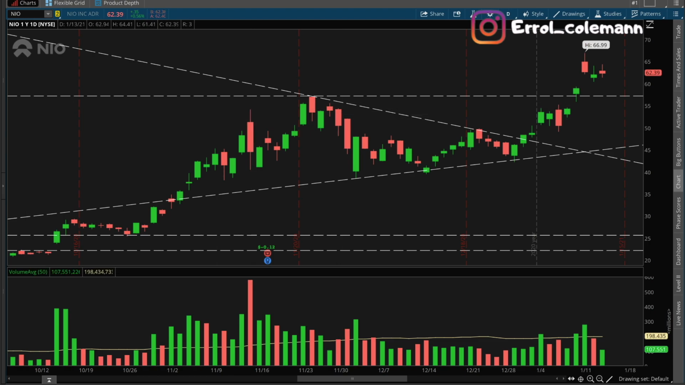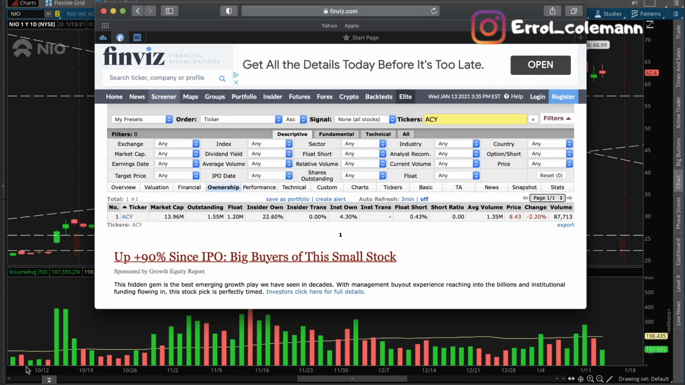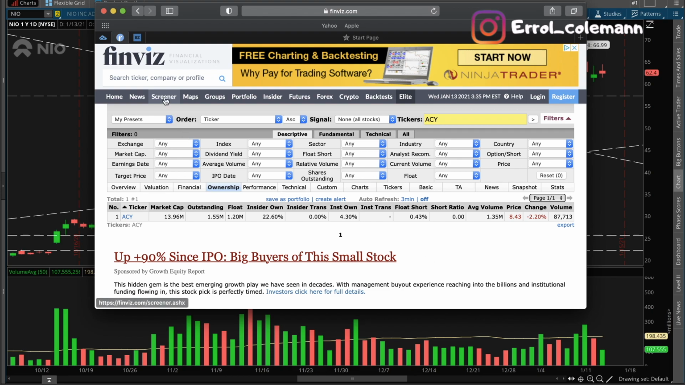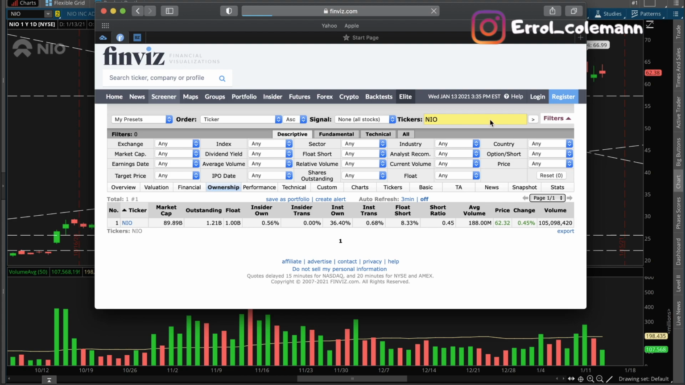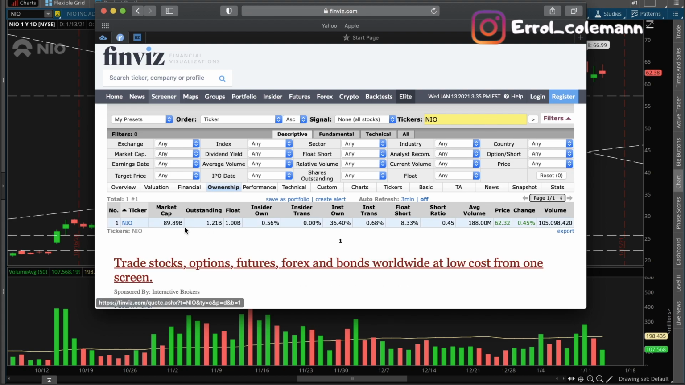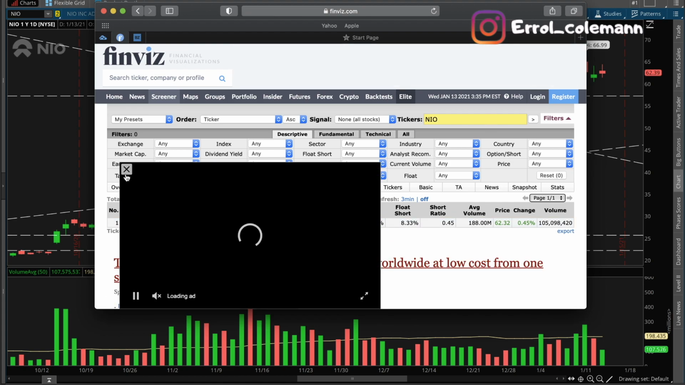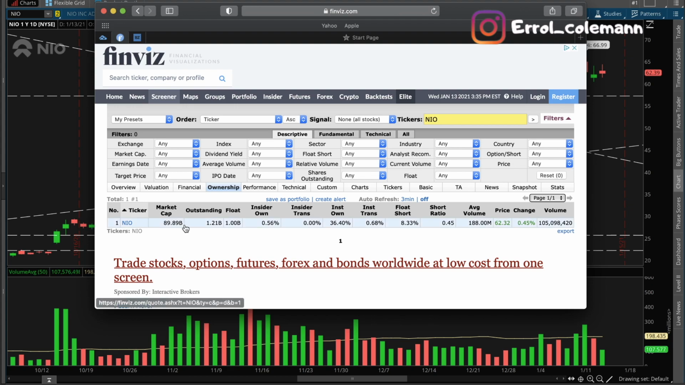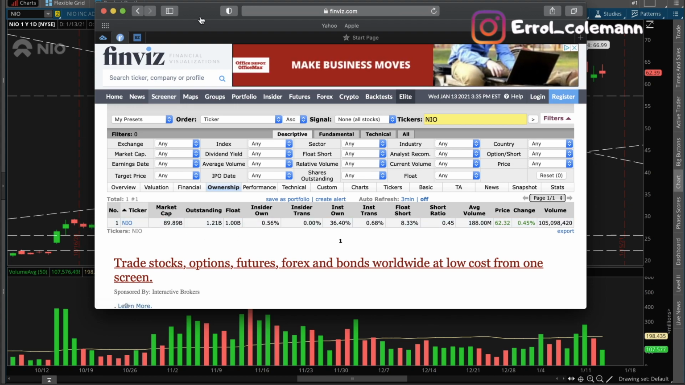And let's just pull the website back up so you can see again how to do this for yourself. After you go here, you go to screener, click ownership, type in the ticker you want to analyze. And we'll see, yeah, the market cap is way larger in the billions than that, and the float is 1 billion. So obviously this is a lot larger.